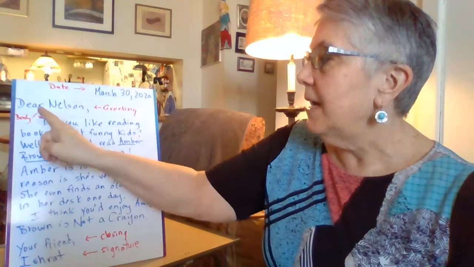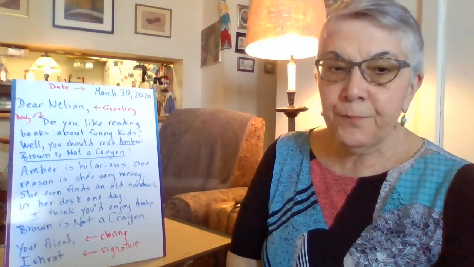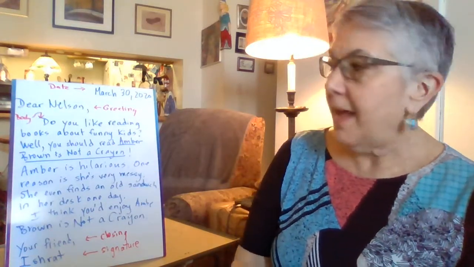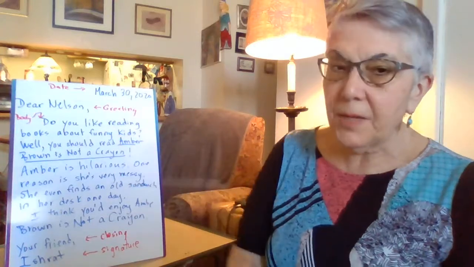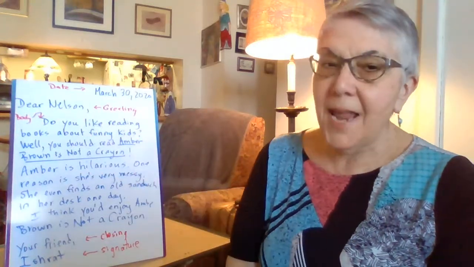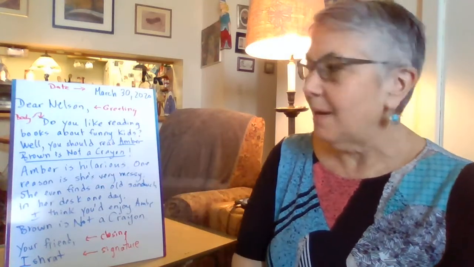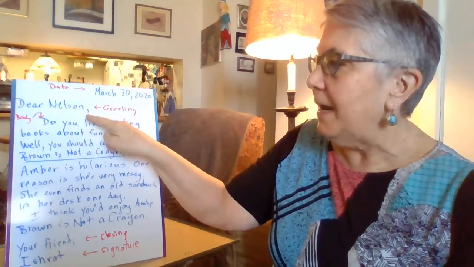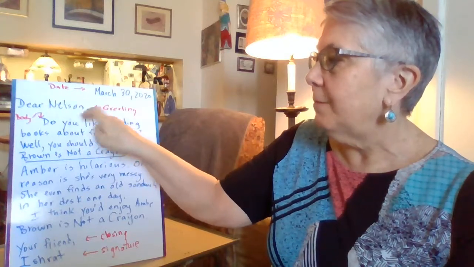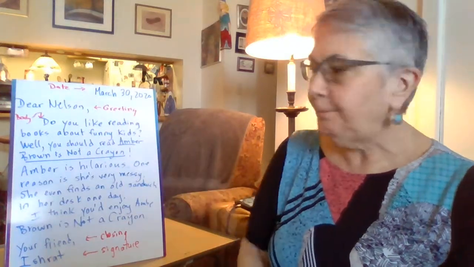Then you go down to the next line, and over on the left, you write what's called the greeting. That's where you write dear, starting with a capital D, and then the person's name. Don't forget to start that with a capital. I used Nelson here just as an example. And then that is followed by a comma. Dear, name of friend, comma. And that's called the greeting.